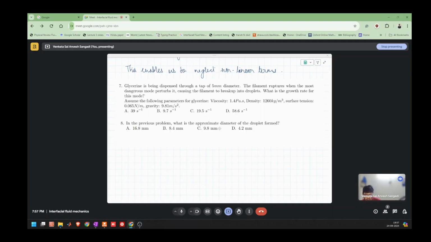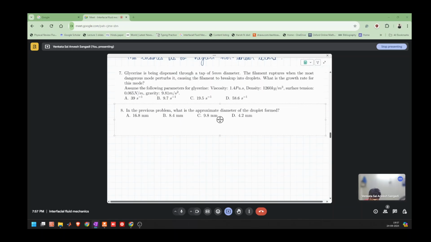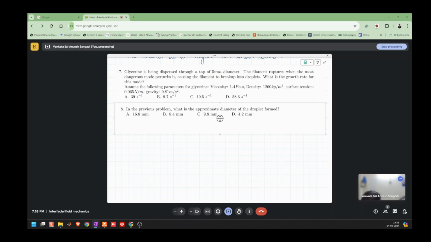So let's look at question number 7 now. Questions 7 and 8 are connected, and the question says that glycerin is being dispensed through a tap of 5 millimeter diameter. The filament ruptures when the most dangerous mode perturbs it, causing the filament to break up into droplets. What is the growth rate for this mode? Assume the following parameters for glycerin: viscosity, density, surface tension, and gravity.